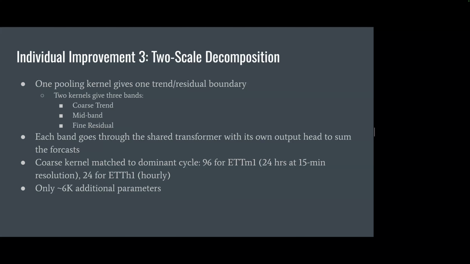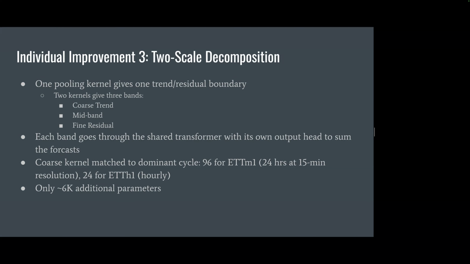Okay, so our third and final improvement would be two-scale decomposition. In the original paper, they used 5 different pooling kernels to break the target into different frequency bands. We simplified that and targeted it for our transformer backbone. So we selected 2 carefully chosen kernels, which gives us 3 clean frequency bands: the coarse trend, the mid band, and the fine residual. Each band is fed into the same shared transformer, each with its own dedicated output head.